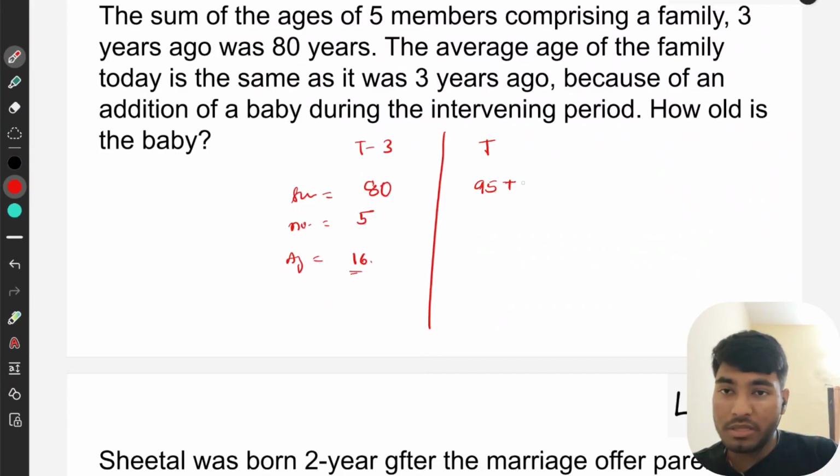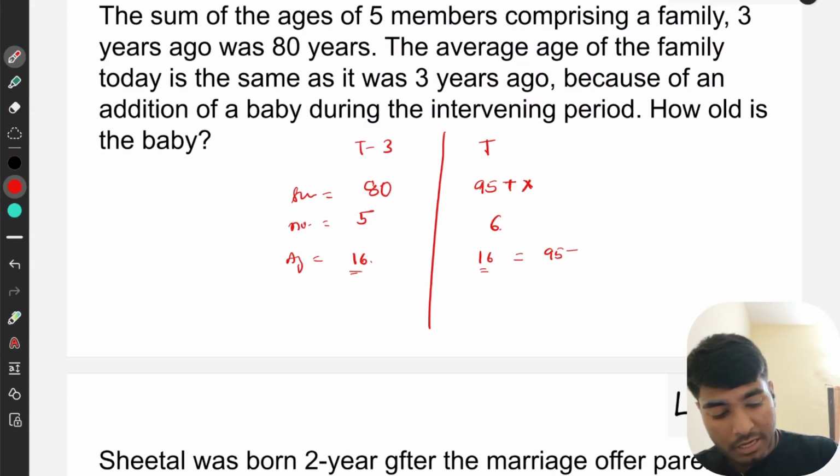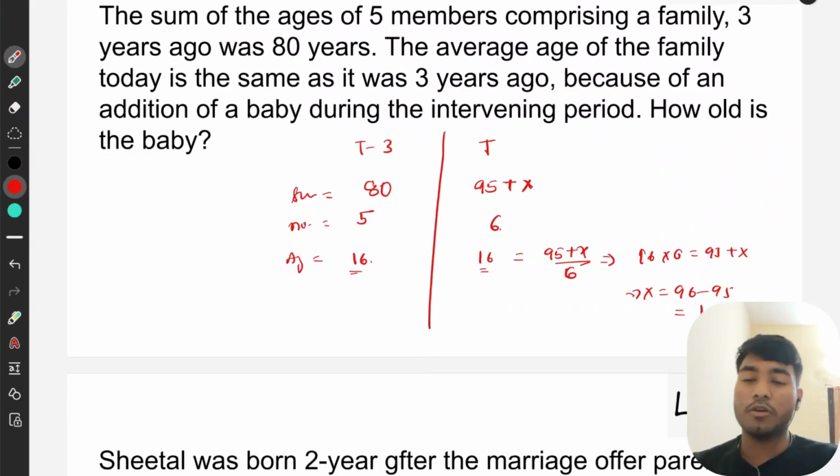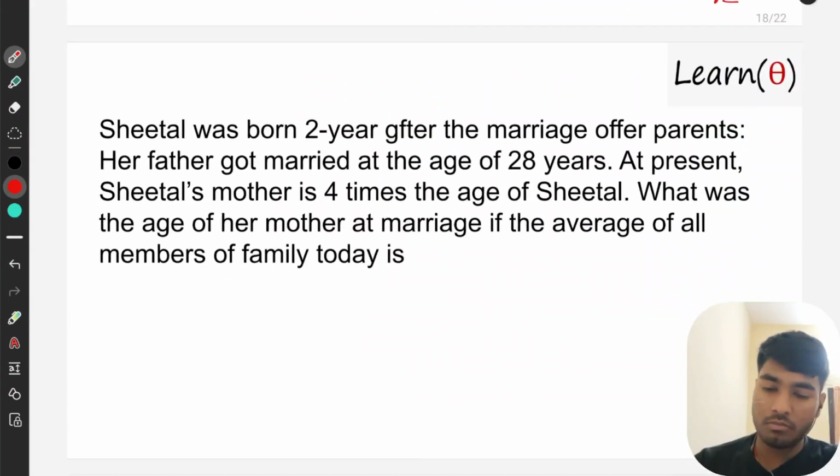But there is also a member that has been added. Let us say that the age of the member is x. So what is the new number here? The new number is 6. And what is the average? The average is given as 16. So can I say that (95 plus x) by 6 is equal to 16? Just check it. So 16 into 6 is equal to 95 plus x. Therefore x is equal to 96 minus 95, that is 1 year. So the new member is 1 year old. The baby was just born this year. I hope you got it, people.